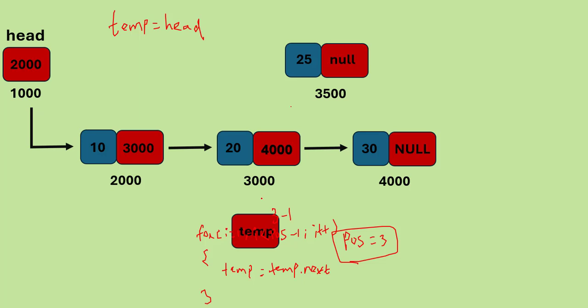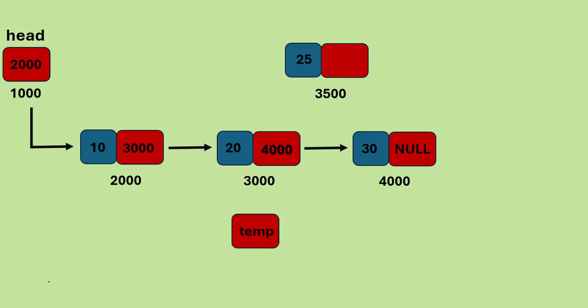Now what do I have to do? I have to insert this newly created node between 20 and 30. So I'll take the value of temp dot next and store it in new node dot next. So in the new node's address part, what will I store? Temp is pointing to the memory location 3000. Temp dot next is 4000. That I'll store in the new node's address part.